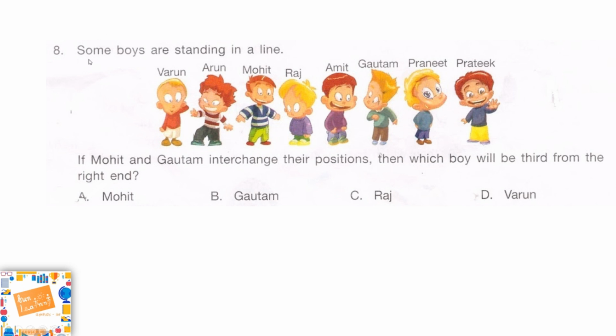Next question. Some boys are standing in a line. This is the line of the boys, and if Mohit and Gautam interchange their positions, here is Mohit, here is Gautam, then which boy will be third from the right end? Is it option A Mohit? Option B Gautam? Option C Raj or option D Varun? Your time starts now.